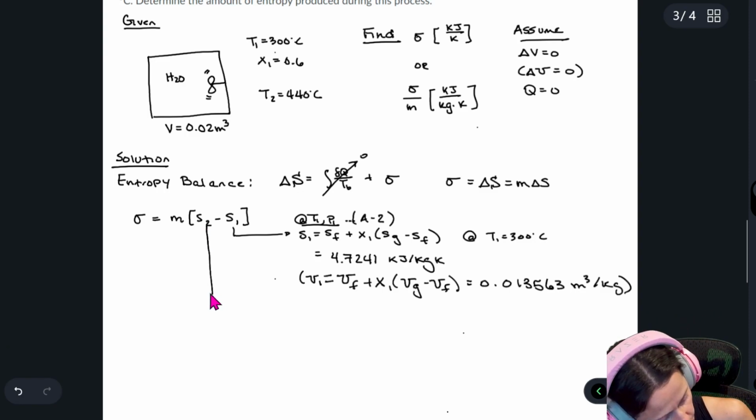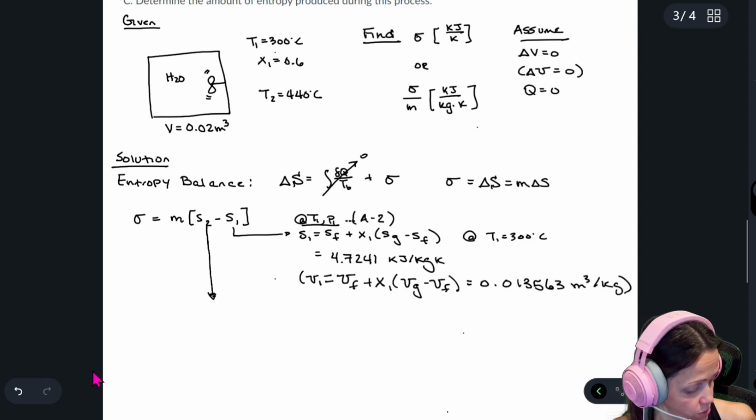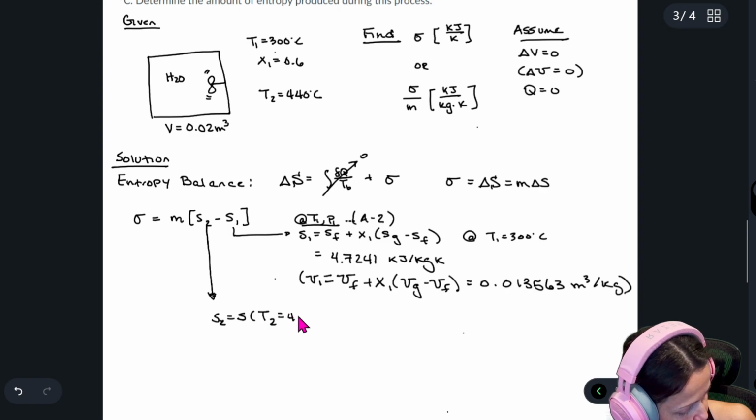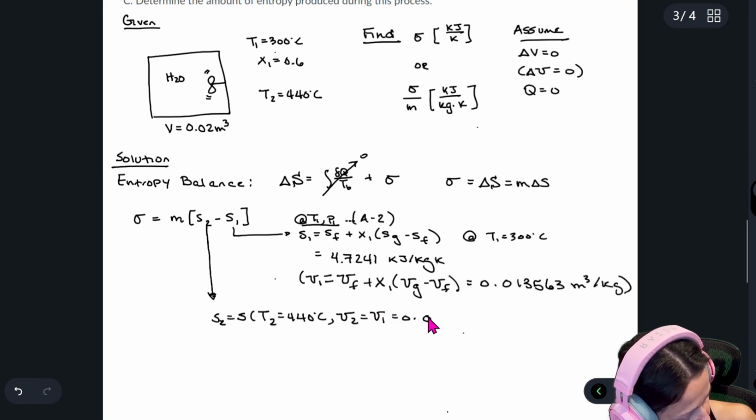All right, so now we need S2. Like I said before, this is going to be evaluated at T2, 440 degrees Celsius, and a V2, which is equal to V1, 0.013563.